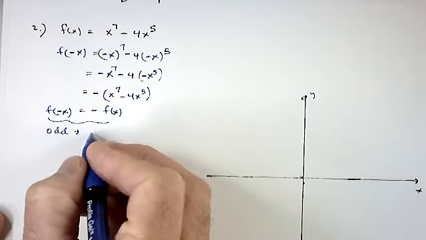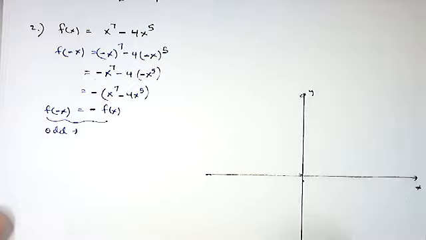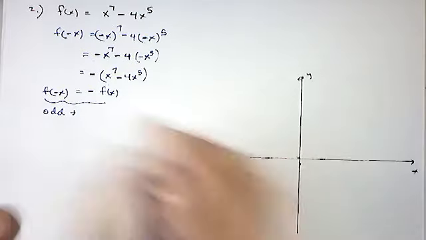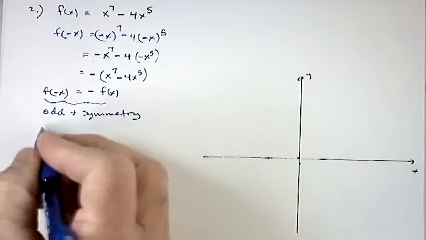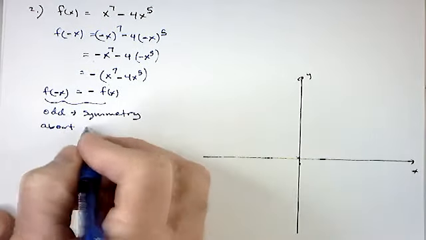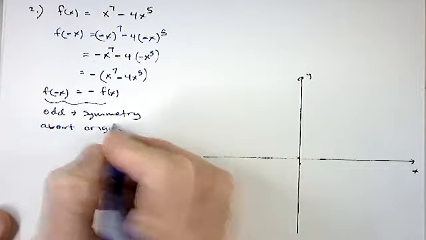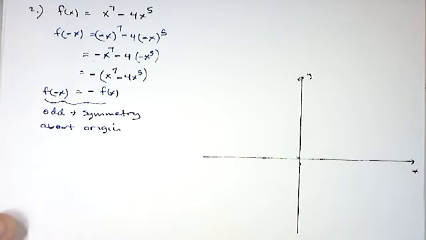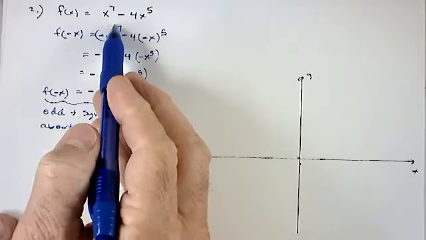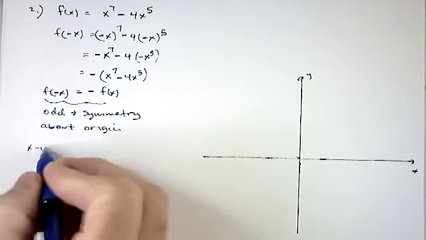And remember, odd function, it's weird. They describe it as symmetry about the origin. We'll talk about what that means when we get to the graph here. So let's find our intercepts. So we're going to set this equal to 0.